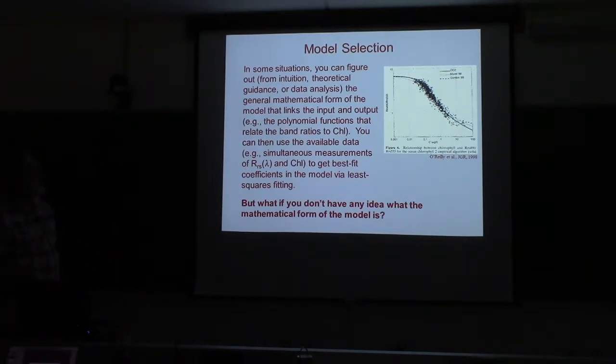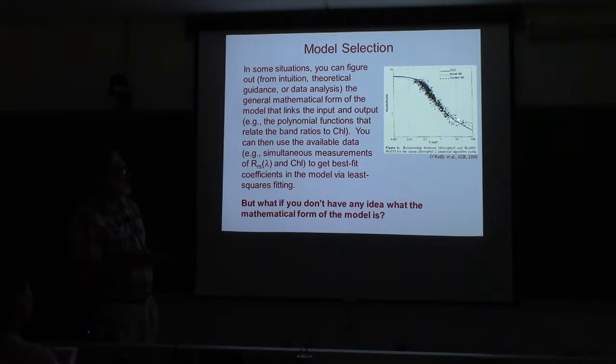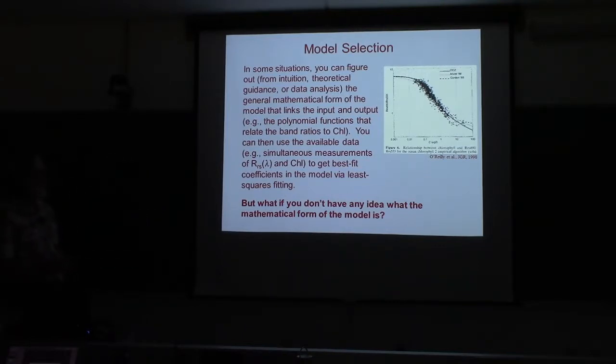Okay, so sometimes you have some data points, you can plot them up, chlorophyll versus the band ratio, and you can kind of look at that and say, oh, it's linear, or maybe a third order function will fit it. And you have some idea of what kind of function to start with to fit your data. And then life is good.